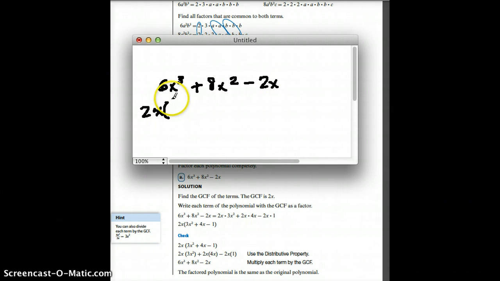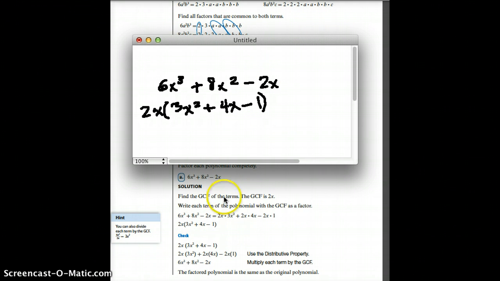Now when I factor it out, I divide. So 6 divided by 2 is 3. Remember, when I take out a variable, it's like you're subtracting from it. If there are 3 x's here, and I take out 1, how many does that leave? That leaves 2 x's inside, plus 8 divided by 2 is 4. I took out 1 x, how many x's does that leave me? 1. Minus negative 2 divided by 2 is negative 1. I took out that x, so there's no x's left inside. And as you can see, I ended up with the right answer.